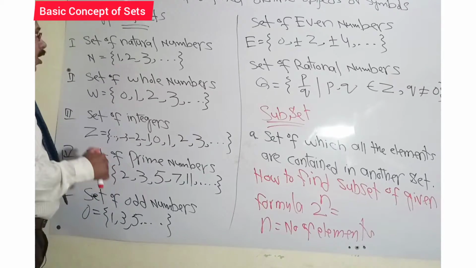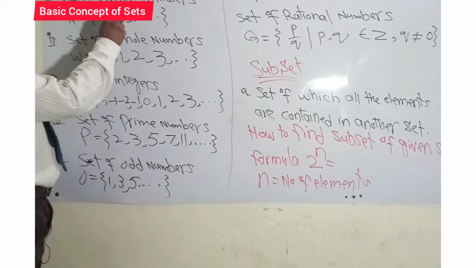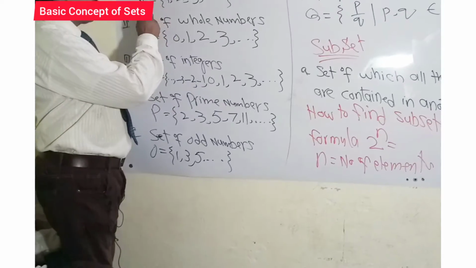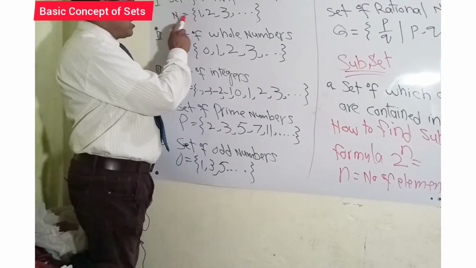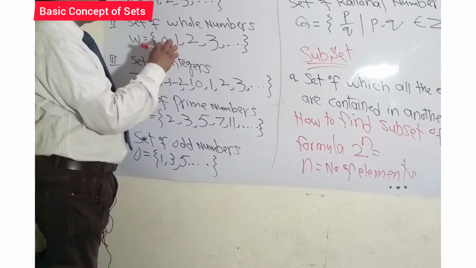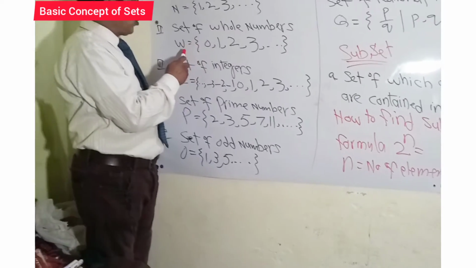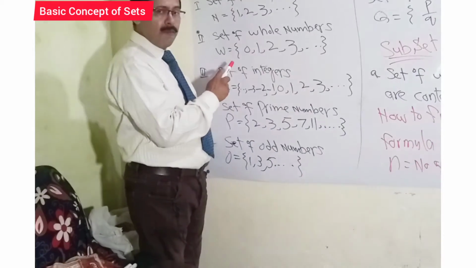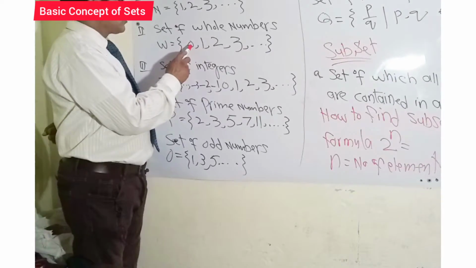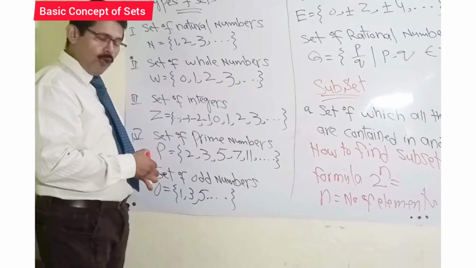Now we explain how many types of sets there are. The first type is the set of natural numbers. Natural numbers are represented by capital N, and it starts with 1: 1, 2, 3, and so on. The second type of set is the set of whole numbers. It is represented by W, and it starts with 0: 0, 1, 2, 3, and so on. It's known as the set of whole numbers.